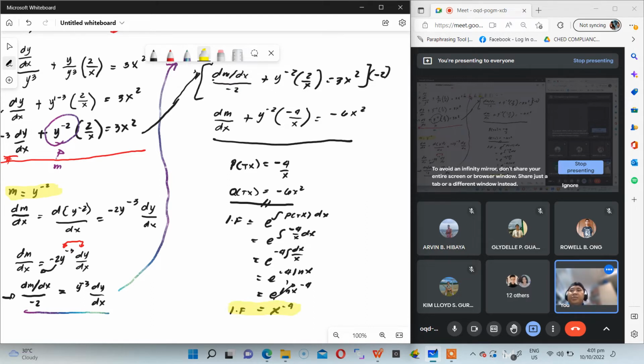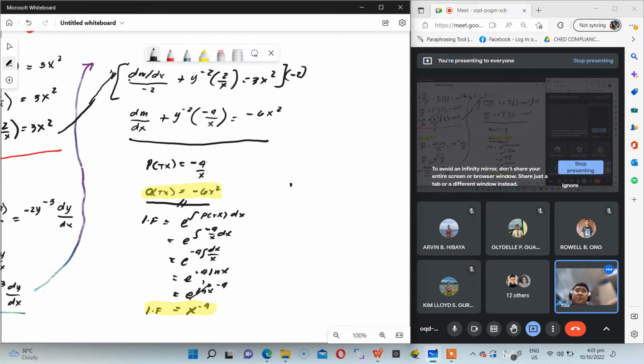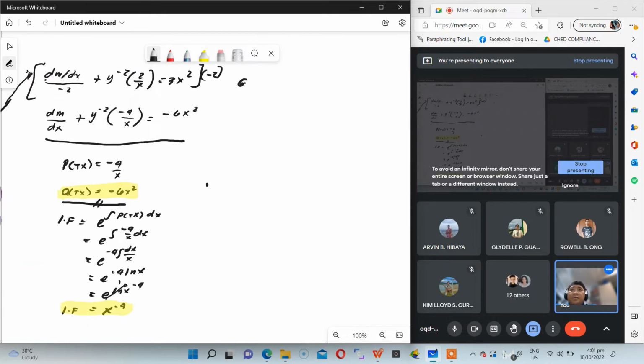These are the things that we'll be using in our general solution. Since we have identified these three, we could solve for the general solution. The general solution for a linear differential equation: if it is linear in y, that is y times the integrating factor equals the integral of q of x times the integrating factor dx plus c.